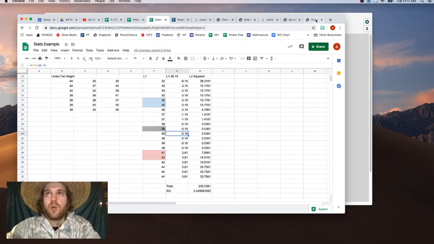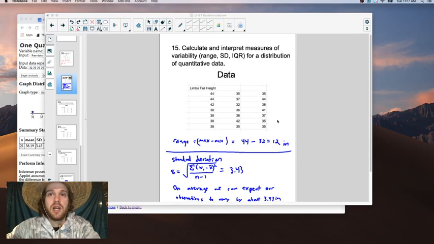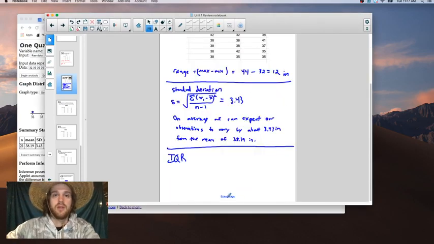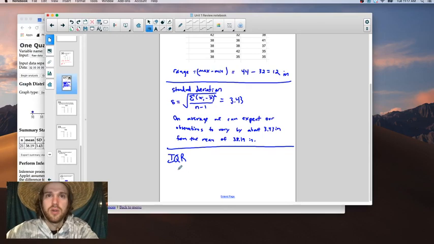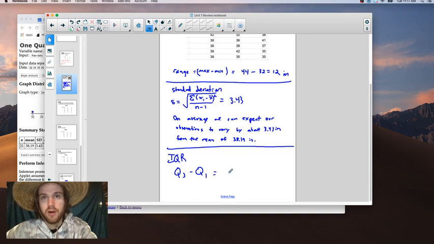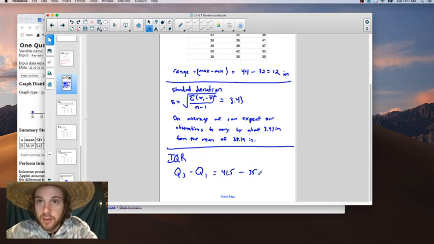Okay, so we've got quartile 1 and quartile 3. Finding the interquartile range now, you're going to do Q3 minus Q1. Basically, the interquartile range holds the middle 50% of the data. So quartile 3 is 41.5 and quartile 1 is 35, which will be a total of 6.5.